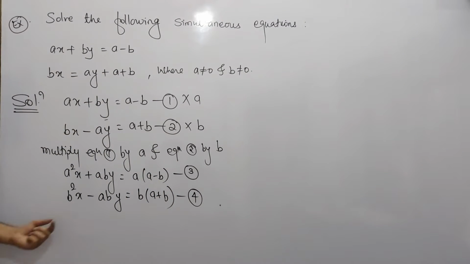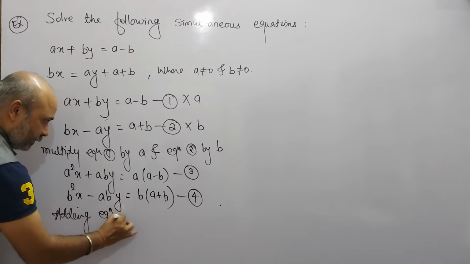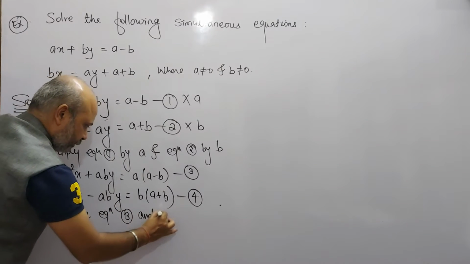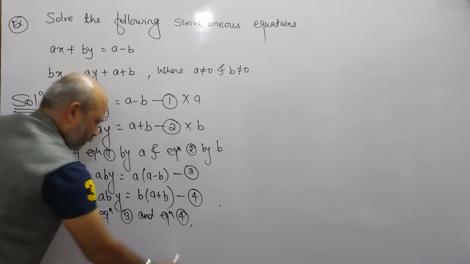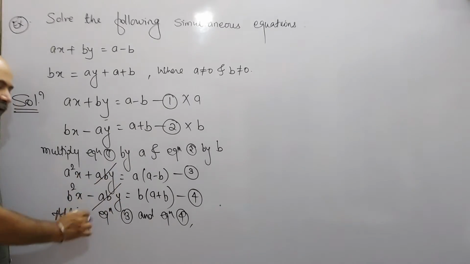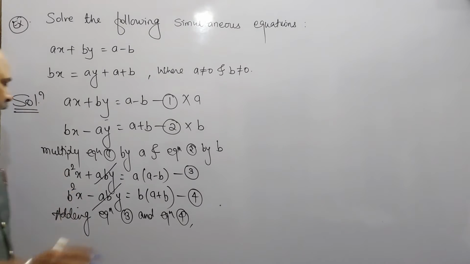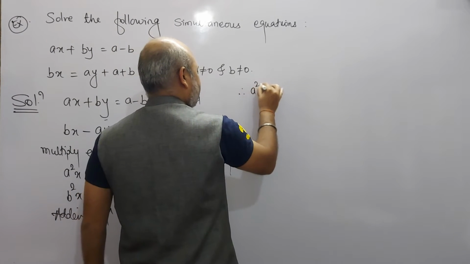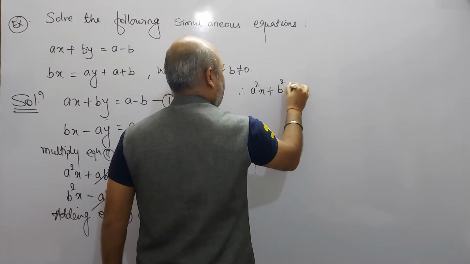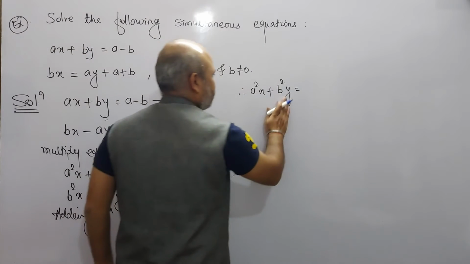Now what you will do, you will add equation 3 and equation 4. So write adding equation 3 and equation 4. When you add equation 3 and equation 4, plus aby and minus aby will cancel out. Clear? What you will get then? We will get a square x plus b square x.